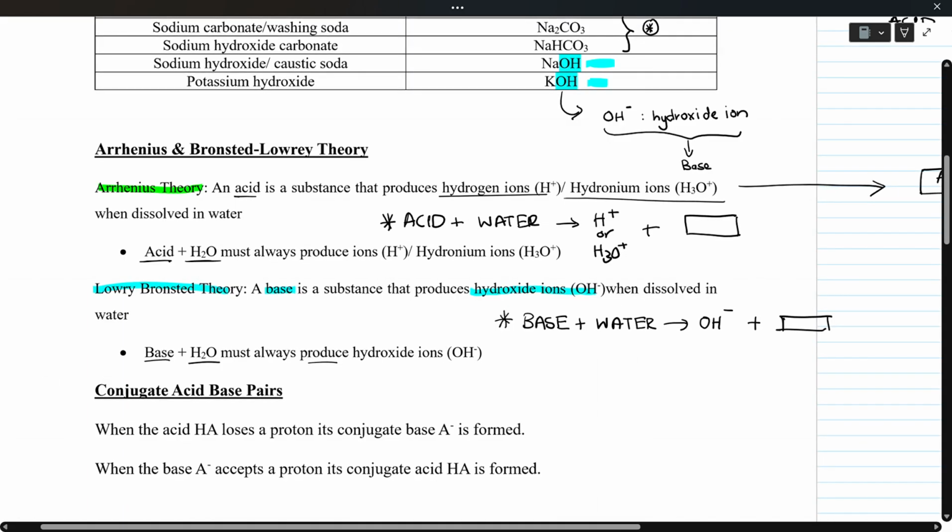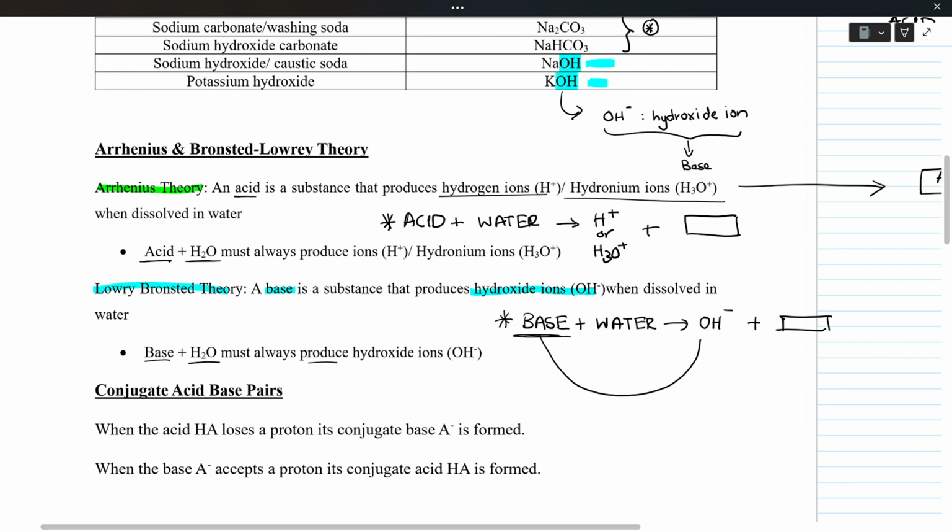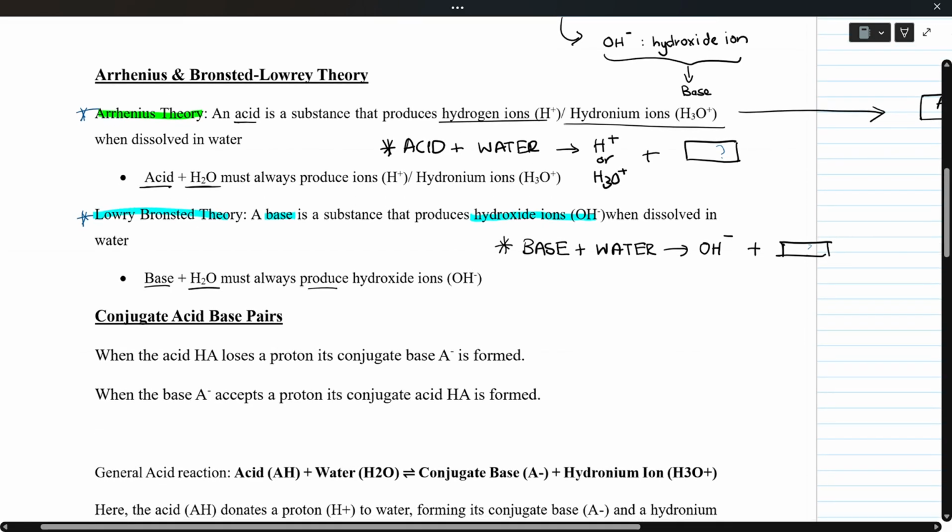Okay, so that is basically where you need to start off with understanding. A base will always have OH, acid will always have these. So once you understand that, we can then move on to talk about this missing component here. How do we find that? Okay, so that is your general definitions according to the Arrhenius and Bronsted-Lowry theory. Make sure you understand and you learn these two definitions based on the guideline.